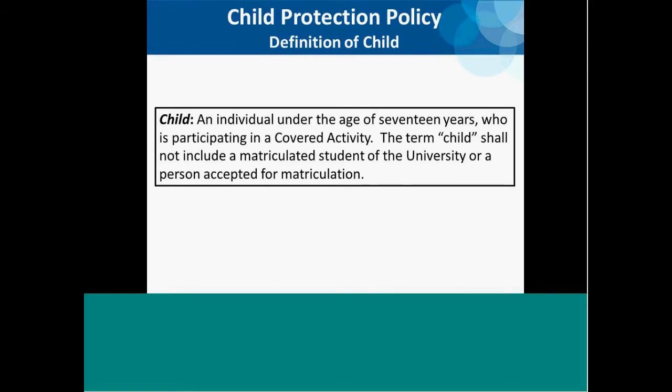Definition of a child. The policy defines a child as an individual under the age of 17 years old who is participating in a covered activity. The term child shall not include a matriculated student of the university or a person accepted for matriculation.